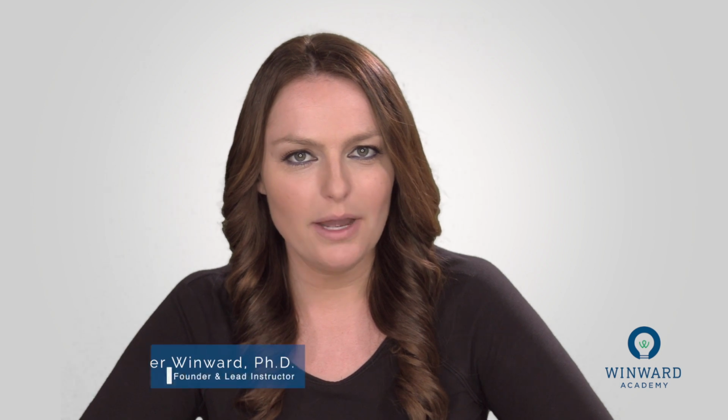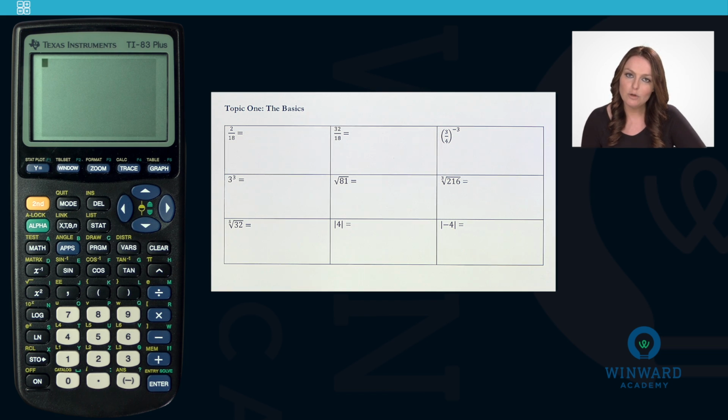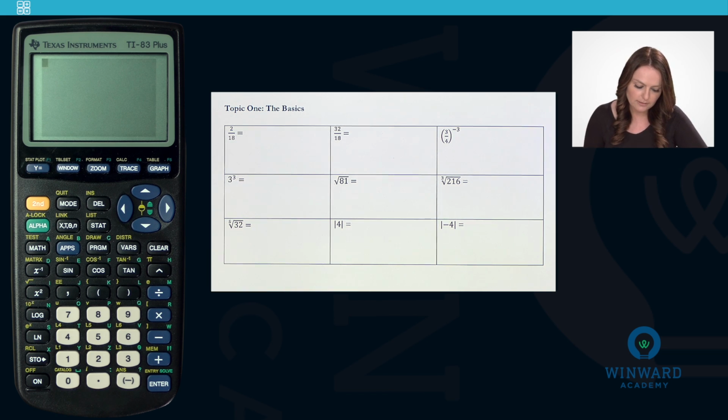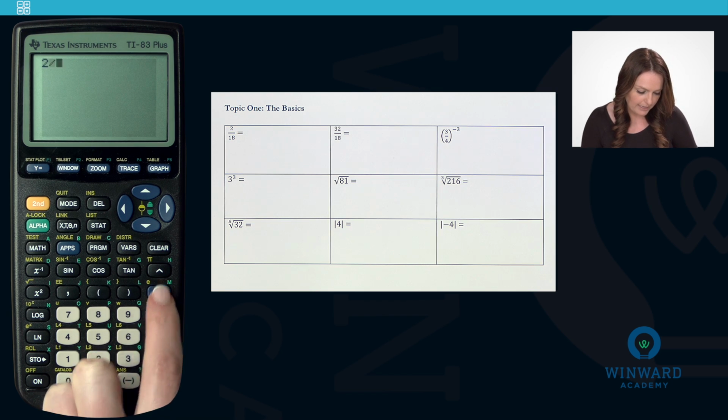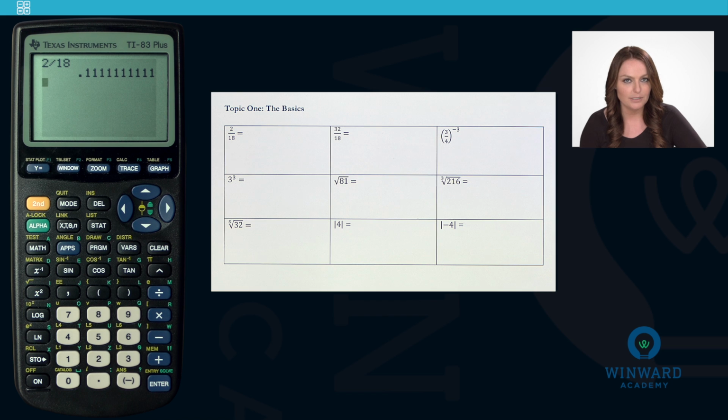Let's begin topic 1, the basics of the calculator. The first thing that I want to go over, and the reason that I've written 2 over 18, is I want to make sure that you understand how to use the calculator to simplify fractions. If you type in 2 divided by 18, it's going to tell you that the answer is 0.11111. But that isn't going to help you, right? Because we're trying to get it into its simplest form.